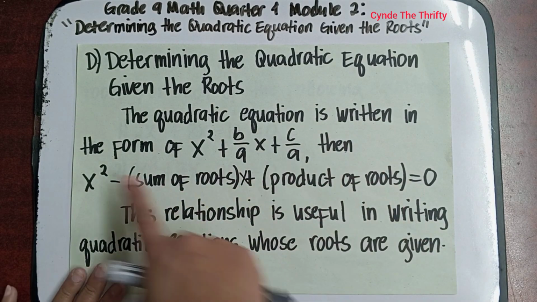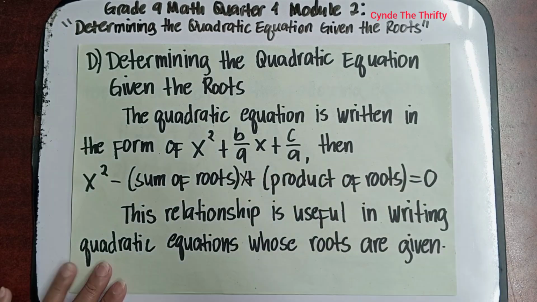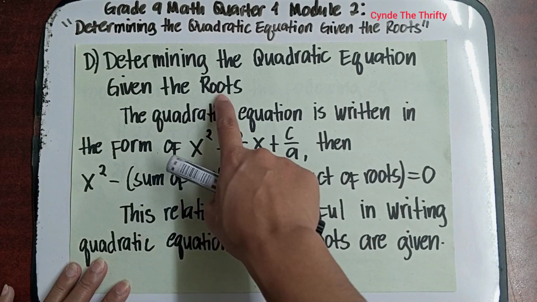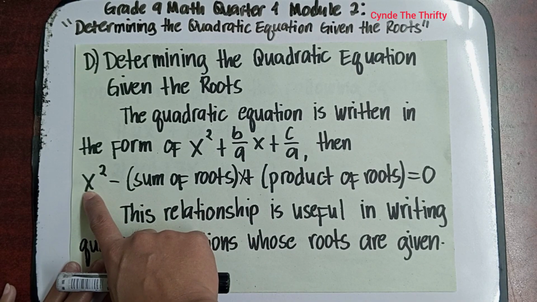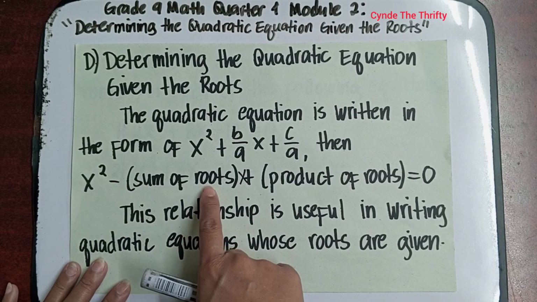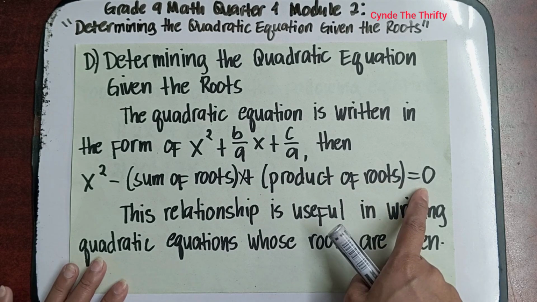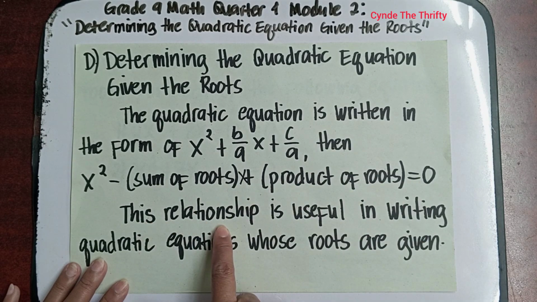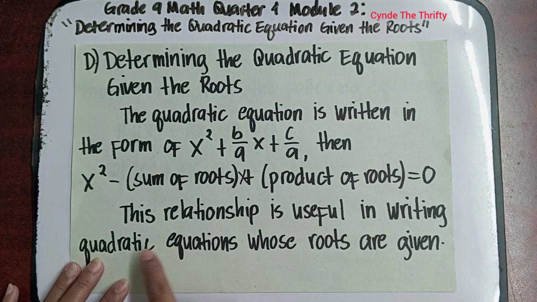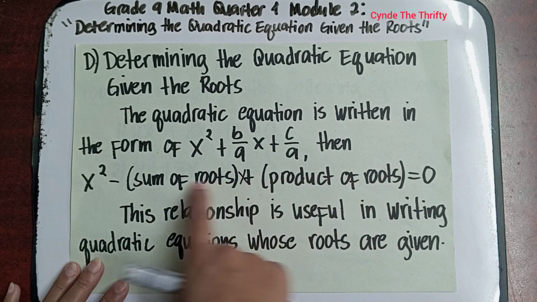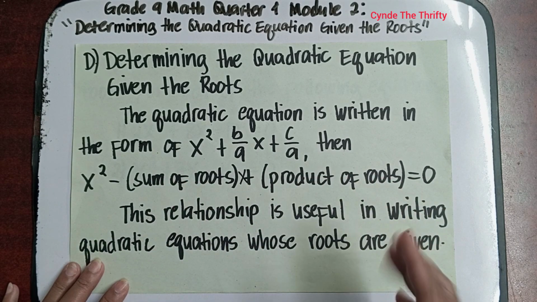Okay, so tatandaan natin ang formula na ito. Ito yung gagamitin natin sa pagsulat ng ating quadratic equation kung meron tayong roots. Okay, again, x squared minus sum of roots x plus product of roots is equal to 0. This relationship is useful in writing quadratic equations whose roots are given. Okay, gaya nang sabi ko, napaka-importante nito para makapagsulat tayo ng quadratic equation kung roots lang ang ibibigay sa atin.